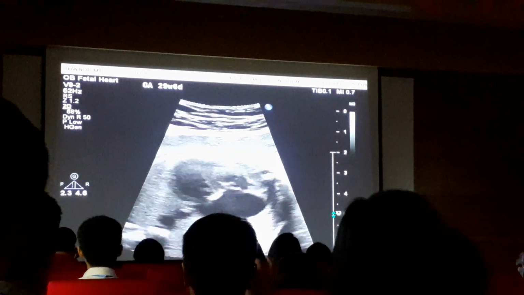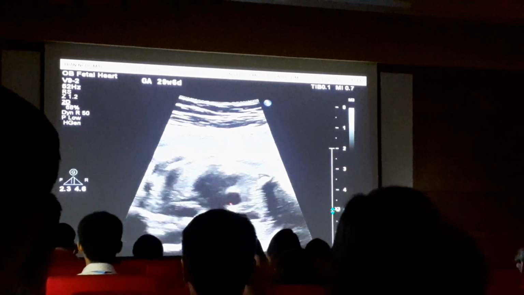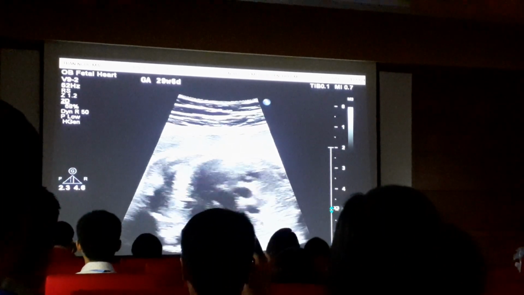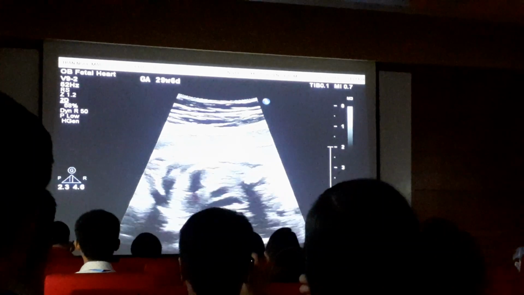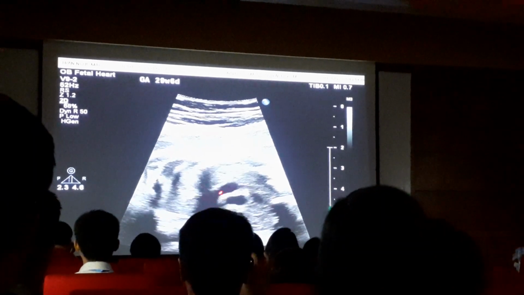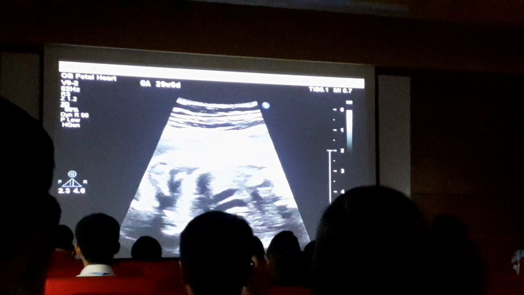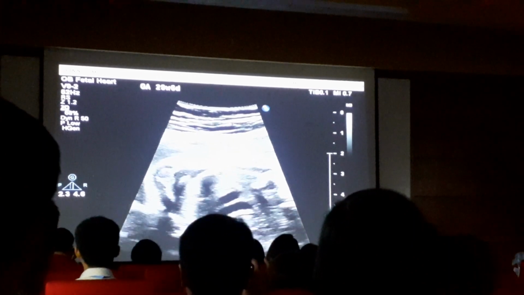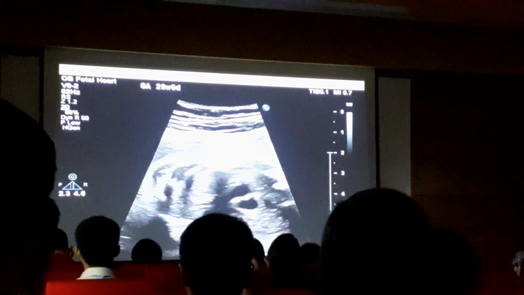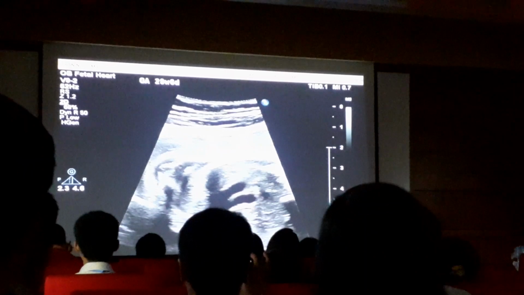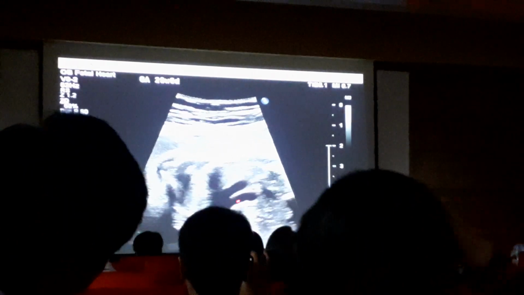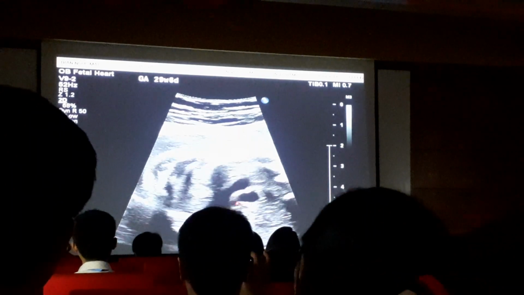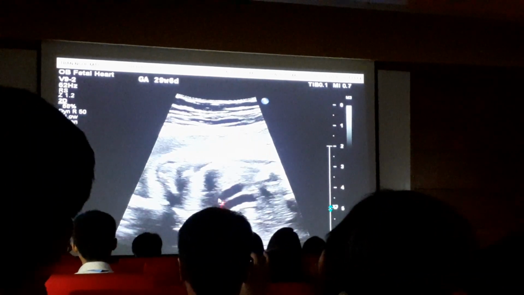And then our 3 vessel view, and 3 vessel trachea view, with our ductal arch and aortic arch. Ductal arch leftward. Aortic arch here.